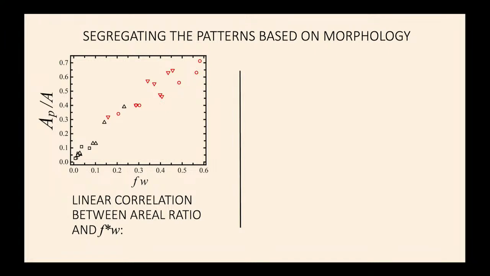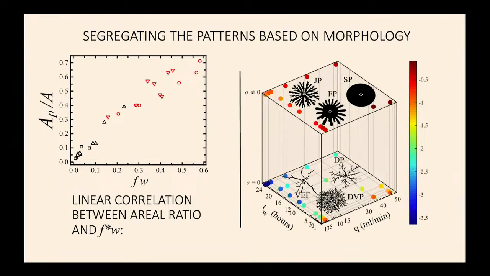And so here we've plotted this areal ratio versus the product of the finger width and the finger frequency, and sure enough, regardless of what the flow rate of the displacing fluid is, what the rheology of the outer fluid is, or whether your experiments are a miscible displacement experiment or an immiscible displacement experiment, you see that these two quantities are linearly correlated.